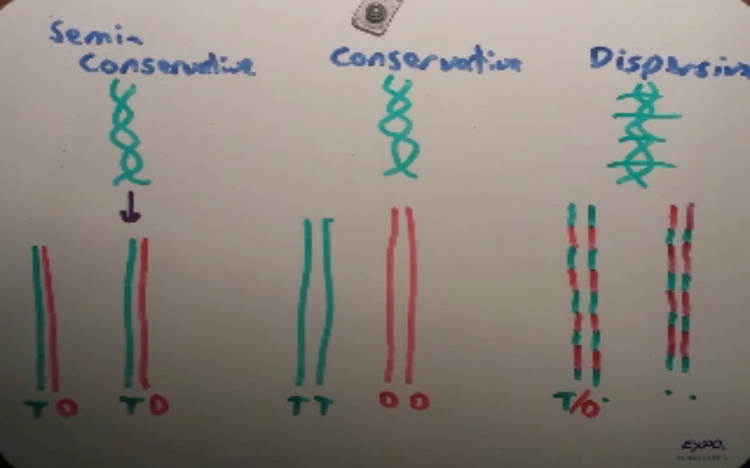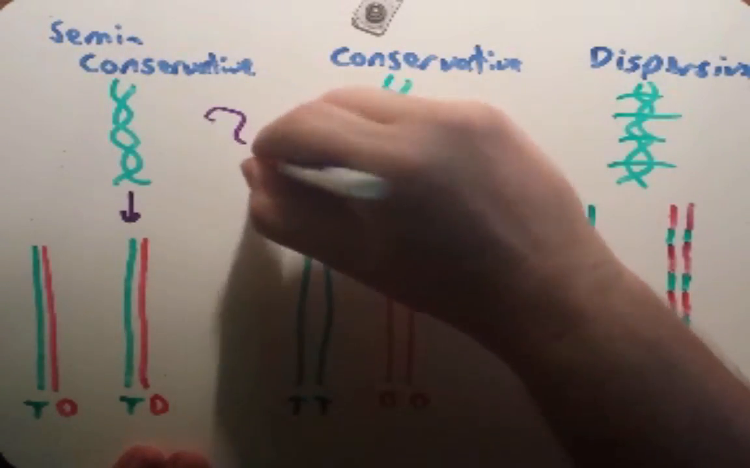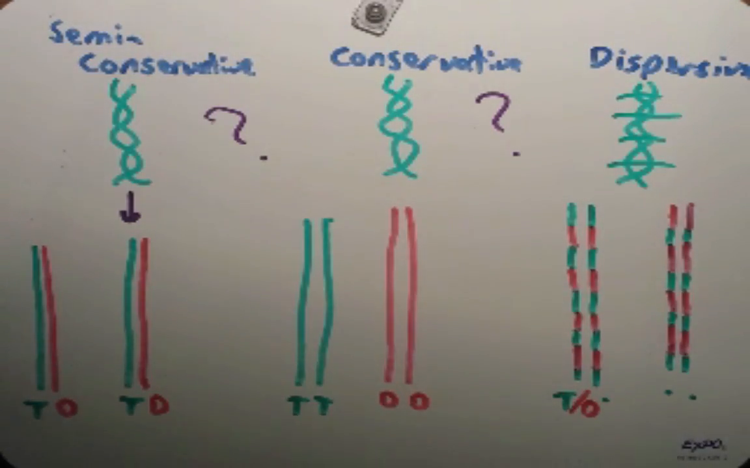So now the question becomes, which of these models is correct? And how could we figure this out? In order to figure this out, we need a way, some kind of mechanism, to look at our strands that are completed after replication and be able to tell the difference between template DNA and daughter strand DNA. And that's what we're going to describe next.